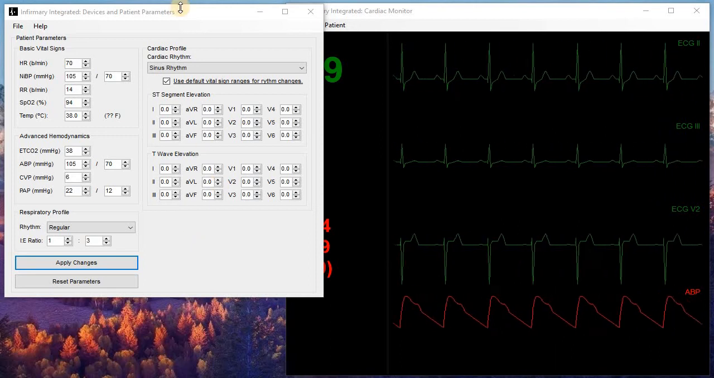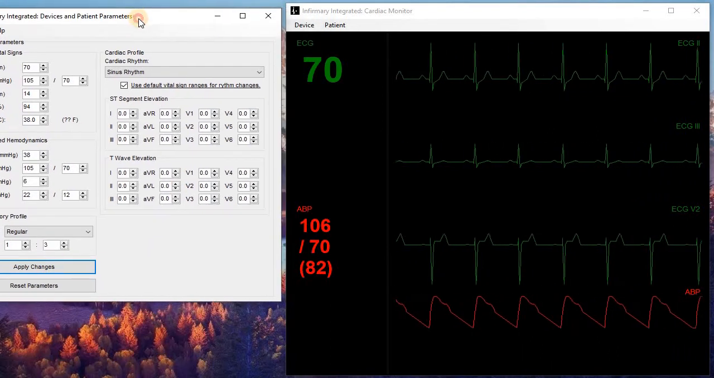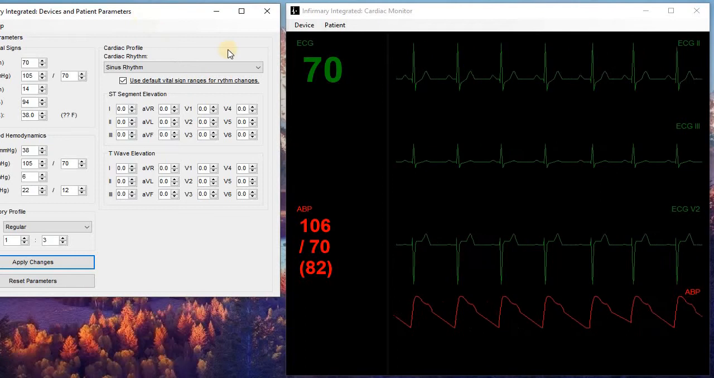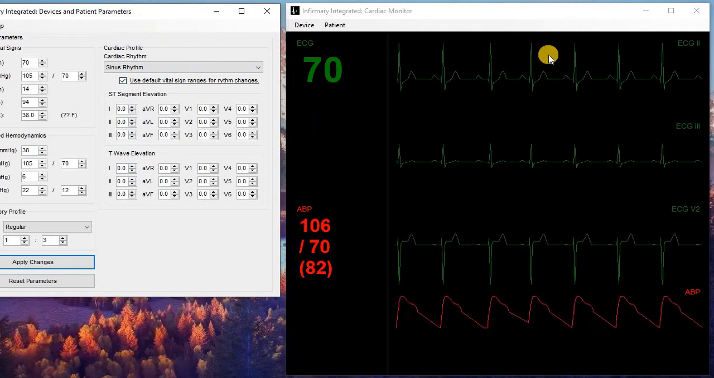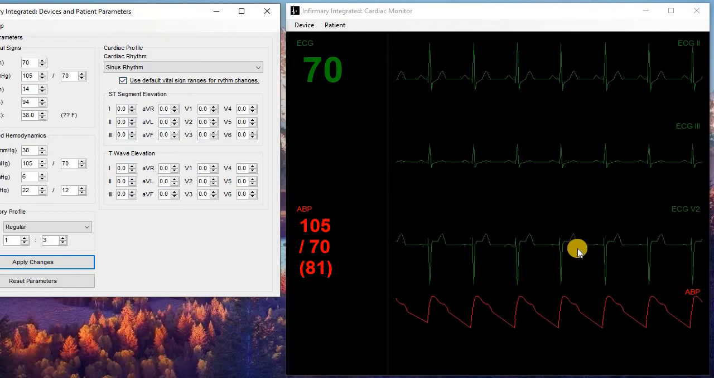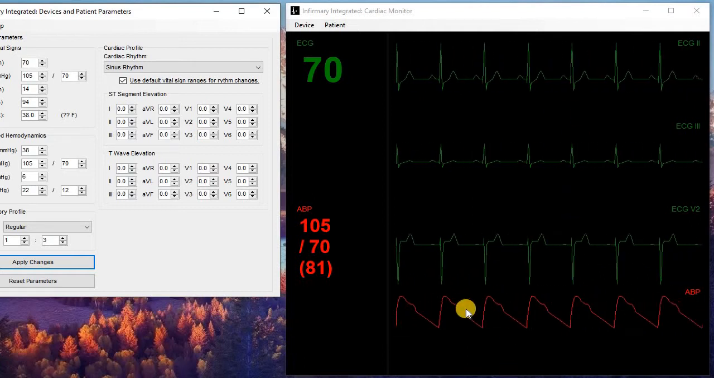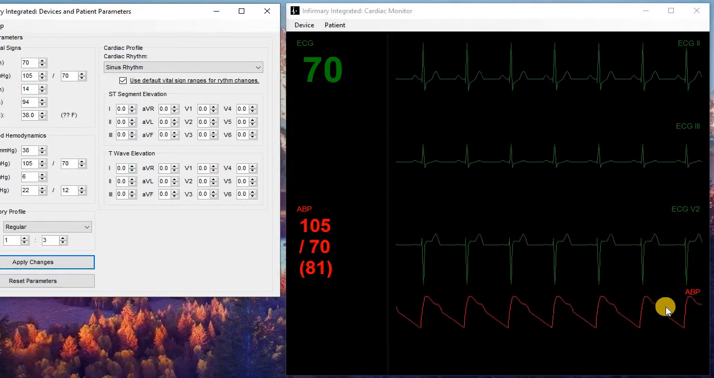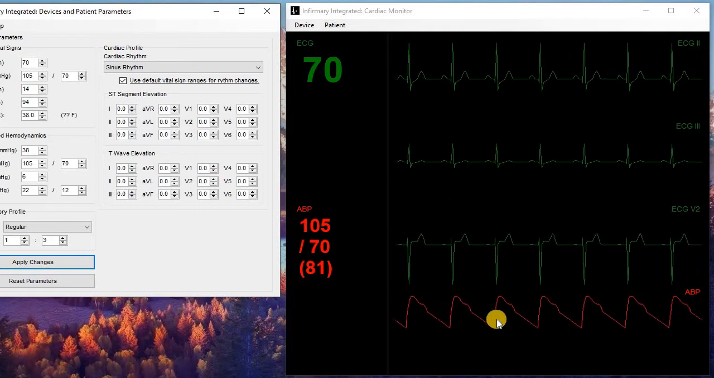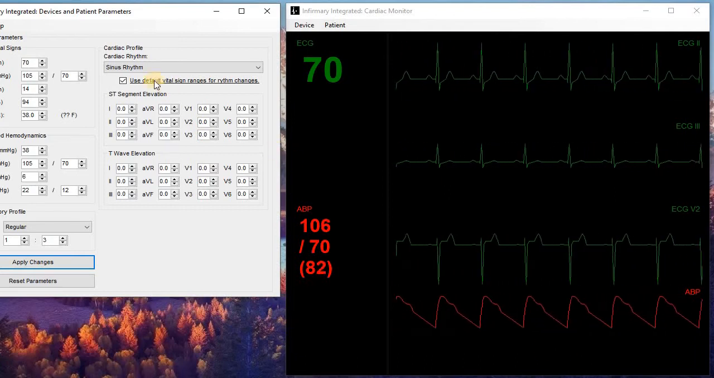I just wanted to show off some of the patient modeling features that Infirmary Integrated has. I wanted to show you that I have 3 different EKG leads pulled up, lead 2, 3, and V2, and I also have a rhythm that is based on perfusion or blood pressure, such as arterial blood pressure.